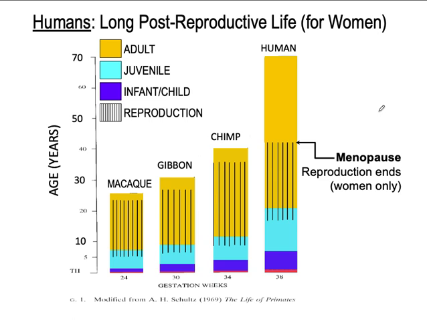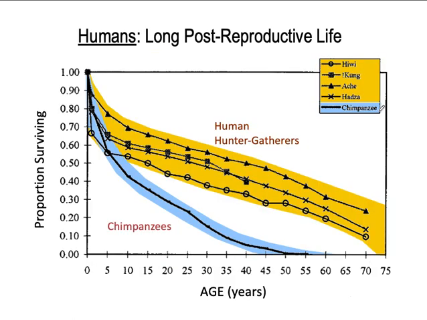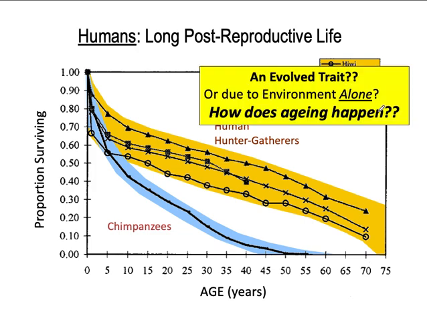At some point, the reproductive period ends, and individuals go through a period of menopause, and they enter a post-reproductive period. And so we see this pattern or this trend in different human populations around the world, this pattern or trend of having a long post-reproductive life. And so we could ask, is this an evolved trait? Could it be due to the environment alone?